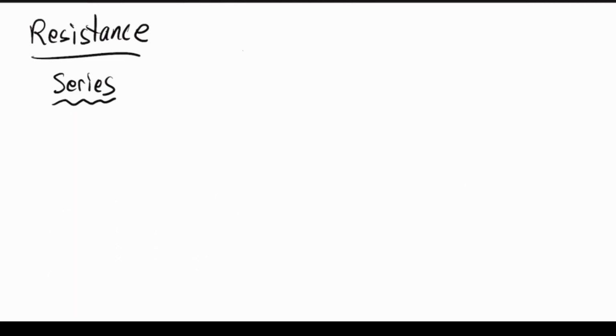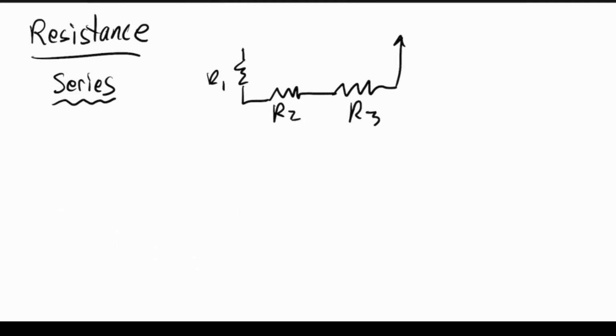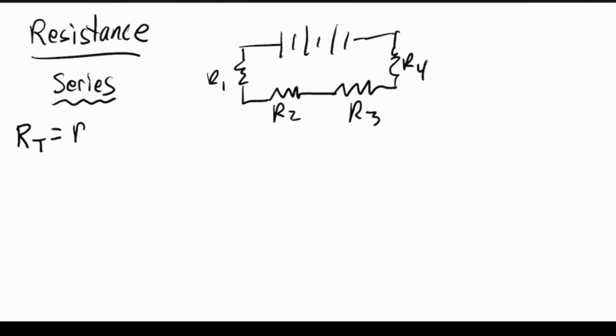So I'm going to have resistor 1, resistor 2, resistor 3, resistor 4. Maybe we have a battery in between, and we want to know the resistance of this circuit. In order to find the total resistance of the circuit, we're just going to add up all the resistors that are in the circuit. So R1 plus R2 plus R3 plus R4. Things are a little different if we have it in parallel.